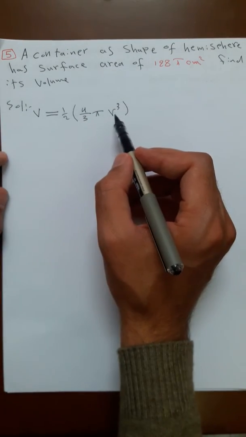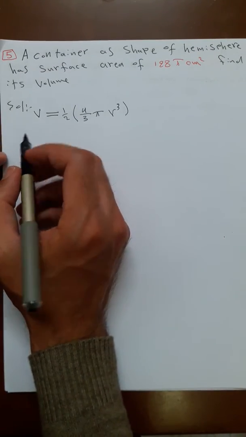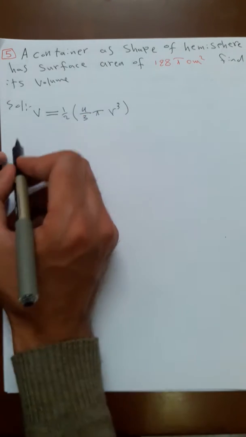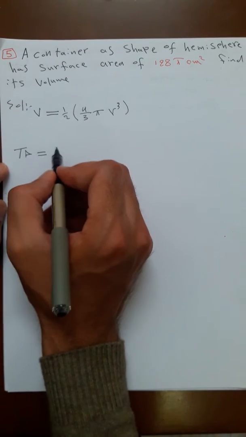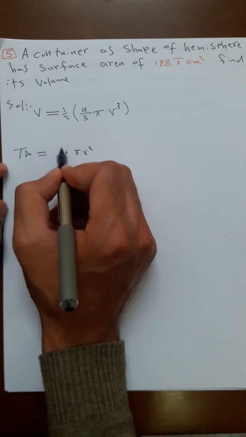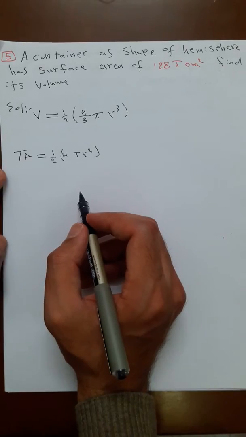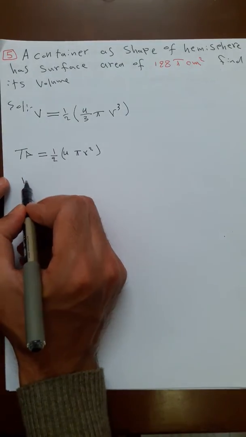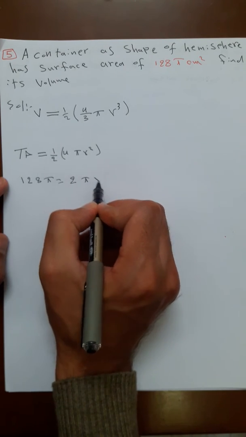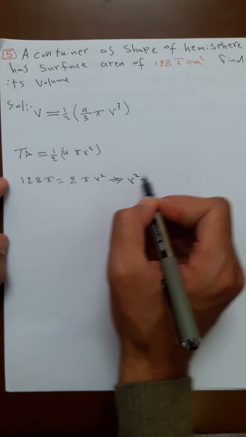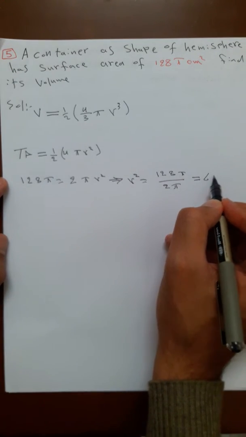Now to find the volume, I need r, but there is no radius in the question, so I need to find the radius from the rule of surface area. Total area of the hemisphere is equal to 4 pi r square multiplied by 1 over 2 because the shape is a hemisphere. Now I substitute the total area: 128 pi equal to 1 over 2 multiply 4 is 2, pi r square. Now r square is equal to 128 pi divided by 2 pi, and this is equal to 64.